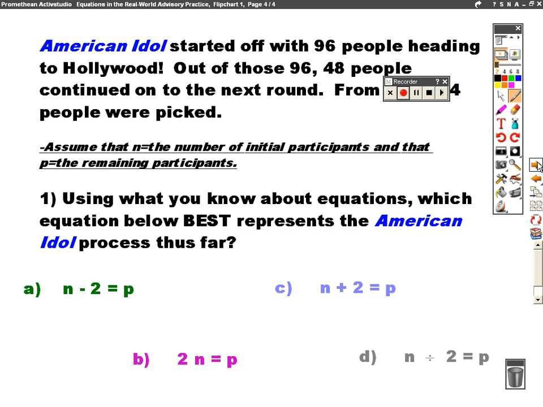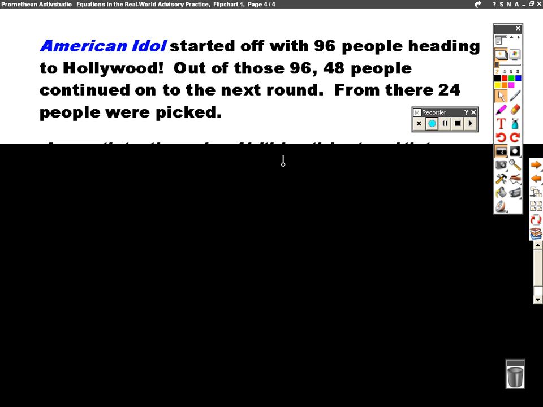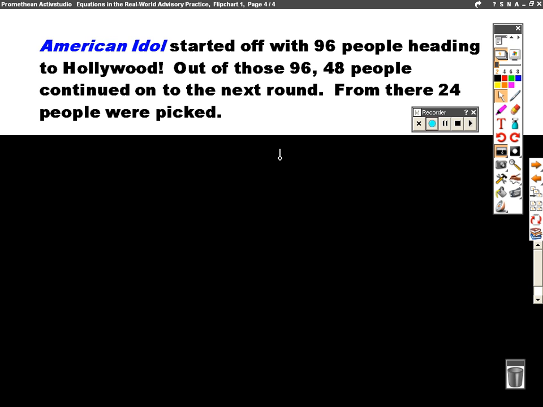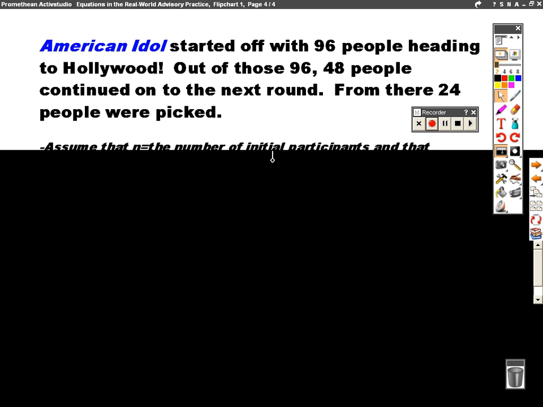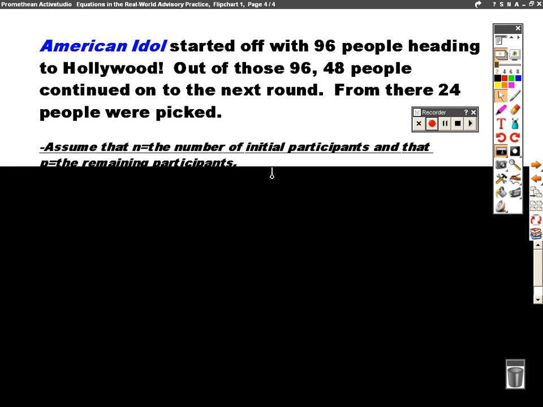Now I know that there's a number of you who are glued to your television sets anytime American Idol comes on. And even if you're not, you know something about American Idol. So let's look. American Idol started off with 96 people heading to Hollywood. Out of those 96, 48 people continued on to the next round. From there, 24 people were picked. Now, I know that some of you are going to argue with me on a few of those points, but just for right now, let's play it hypothetically. Let's pretend that that's exact numbers that happened.